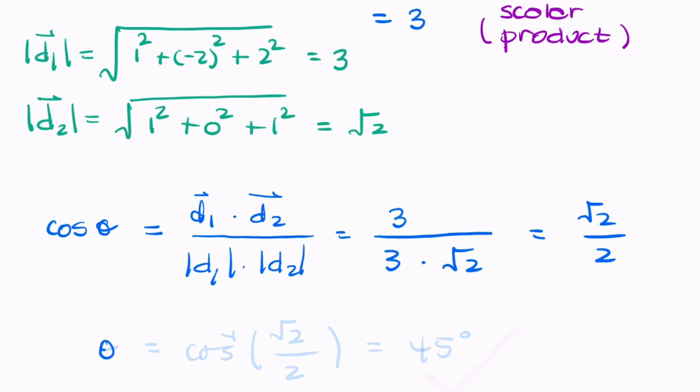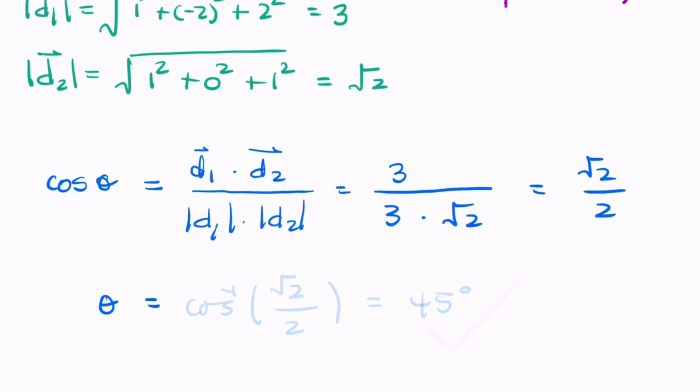That's cosine theta. So the acute angle theta would be the inverse cosine of that. So it's the inverse cosine of root 2 over 2, which is 45 degrees. The question didn't mention whether they wanted it in degrees or radians, but there we have the acute angle in degrees.